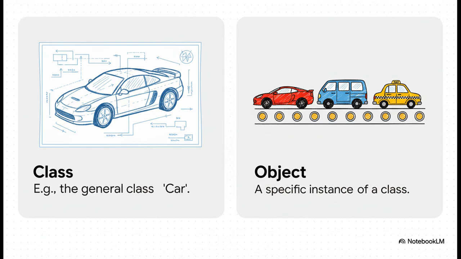Think of it this way. A class is the template. It's the blueprint for a car in general. It defines that a car has wheels, an engine, car things. An object, on the other hand, is a real specific thing made from that template. Not just any car, but John's specific red car. All software is basically built by designing these classes and then creating objects that talk to each other.